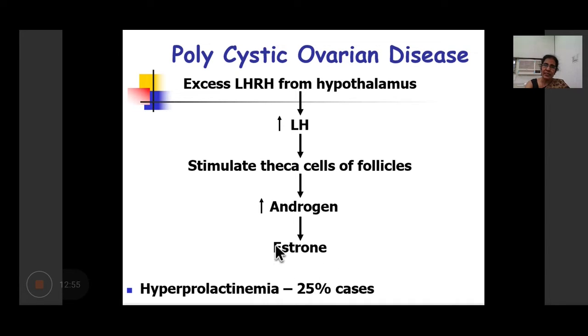So now, what happens in polycystic ovarian disease? There is increased secretion of luteinizing hormone under the effect of luteinizing hormone releasing hormone from the hypothalamus. So the hypothalamus releases an excess amount of luteinizing hormone releasing hormone, from which luteinizing hormone is released from the pituitary, and this stimulates the theca cells of our tertiary follicles, leading to increased androgen formation.